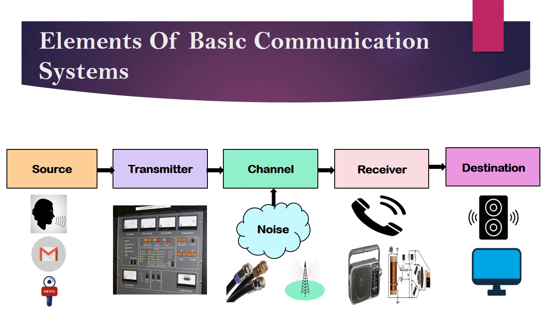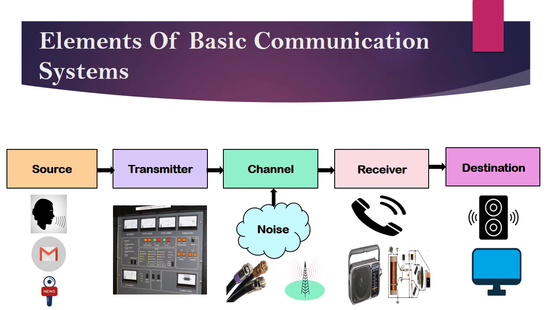Second block is transmitter. The objective of the transmitter block is to accept the incoming message signal and modify it. In modulation, there are two main types, amplitude modulation and angle modulation. Third block is channel. The channel is the physical medium which connects the transmitter with the receiver. The physical medium includes wires, coaxial cable, copper wire, and fiber optic cable, or in wireless, free space or atmospheric air.